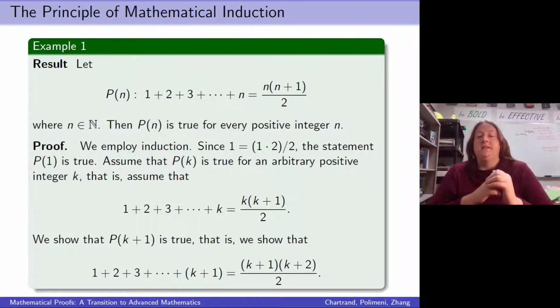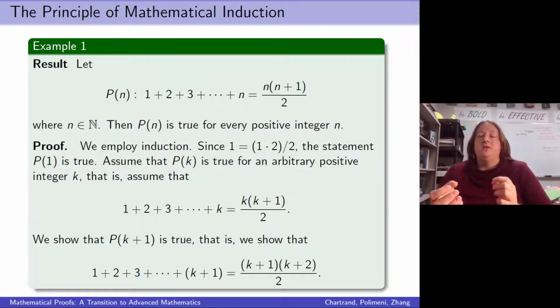So our basis step says P of 1. So we plug 1 in for n, which means the left-hand side becomes just 1, and the right-hand side becomes the quantity 1 times the quantity 1 plus 1 divided by 2. So we have 1 times 2 divided by 2, or just 1. So we have the statement 1 equals 1, which is true. So P of 1 is in fact true. Then we're going to assume that P of k is true.